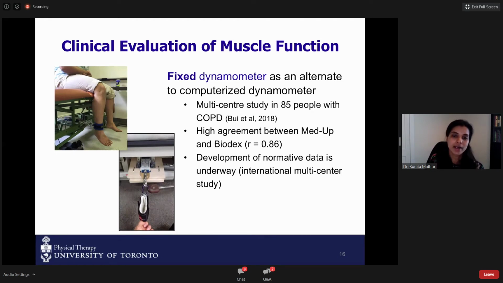And so currently, one of the limitations of using it clinically is there are no normative data. So clinicians want to know, can I tell my patient that they have normal strength? Are they weak? Just like with hand grip strength.